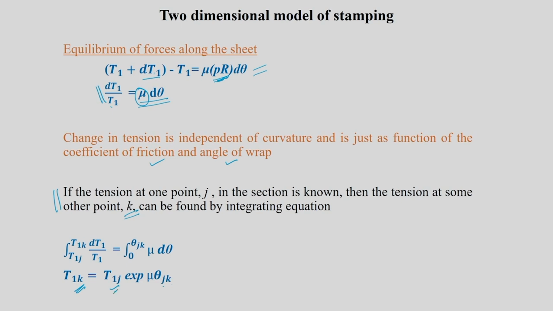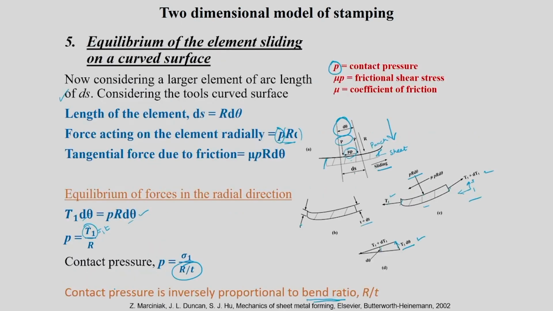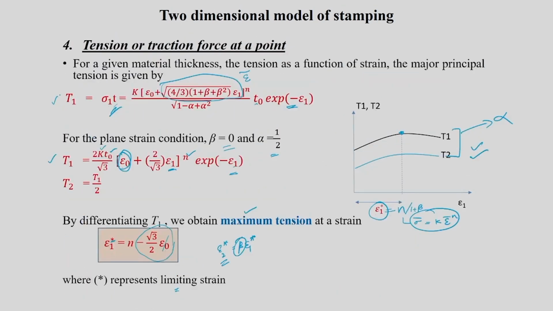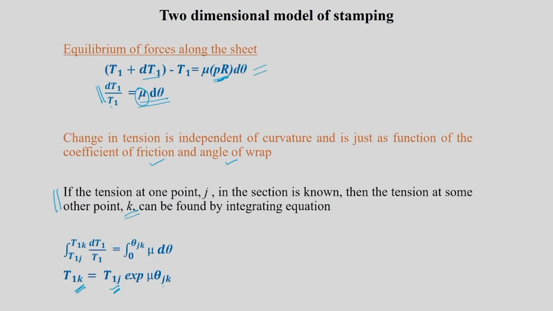So T1j has to be obtained from the original equation, this one. If you know that, then you can get T1 at another location if you know the coefficient of friction and the angle between these two points. Otherwise, in another location also you can get it this way, provided you know all these values. If you do not know, the best way is to use this particular relationship. But here you should know what mu is and the angle between these two points.